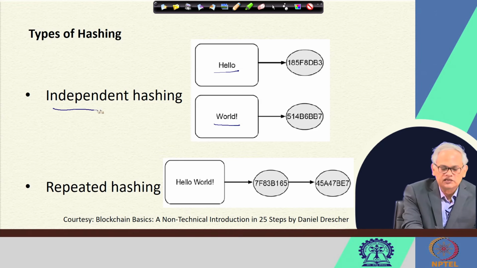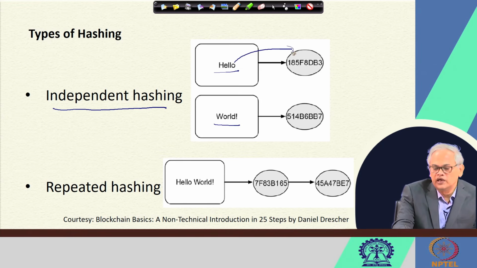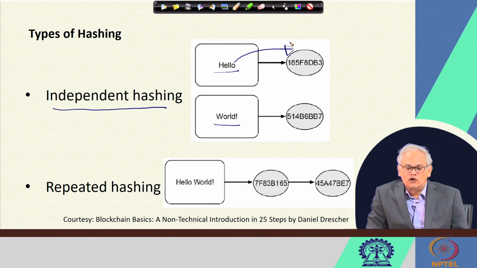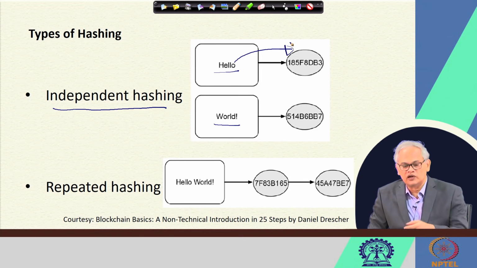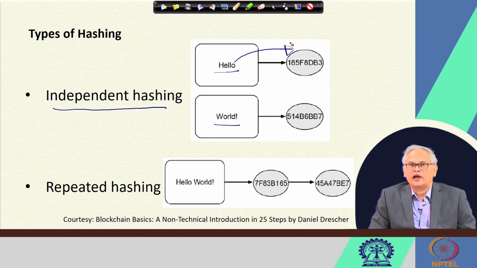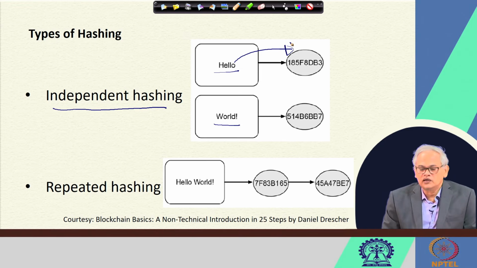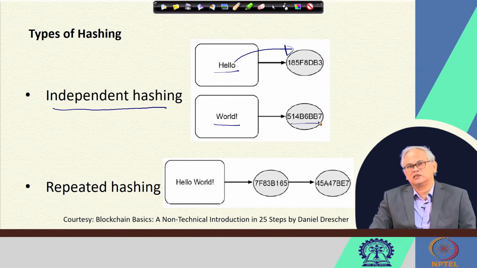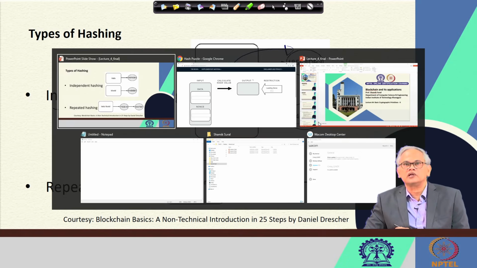So, in independent hashing, from hello we do the hashing and we get the hash. One point to note here is that, of course, if you use the SHA-256 algorithm, we will not have only these 8 hexadecimal digits, but they are shown here so that the representation becomes more compact. It is just showing the first 8 hexadecimal digits of the complete hash value. Similarly, for world also we get a hash, again only the first 8 hexadecimal digits. Now, what do we mean by these first 8 hexadecimal digits?